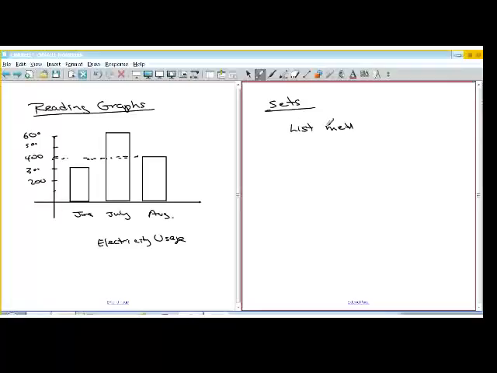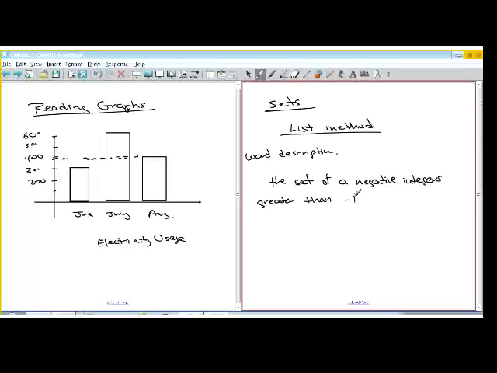So you want to be able to use the listing method to describe a set. What I may do is give a word description. So what I might say is the set of all negative integers. So that's the word description. The set of all negative integers, let's say greater than negative 19.